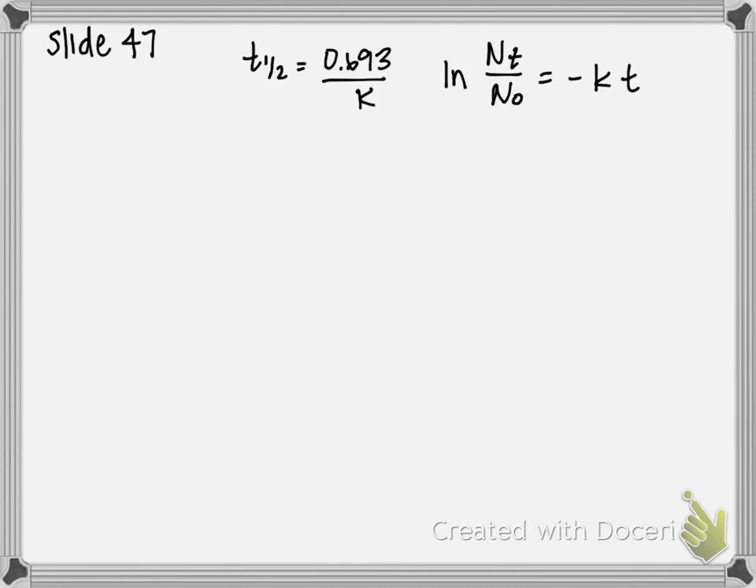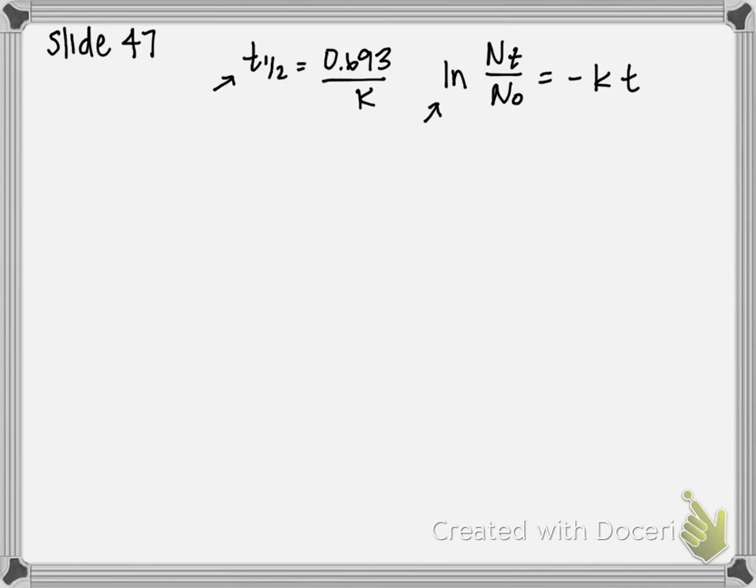This first one, that's our half-life equation. Half-life is equal to 0.693 over K. And this happens to be the half-life equation for a first-order type of reaction, but pretty much all radioactive decay undergoes first-order kinetics. And then our second equation, that is the integrated rate law for a first-order type reaction, which nuclear decay is.